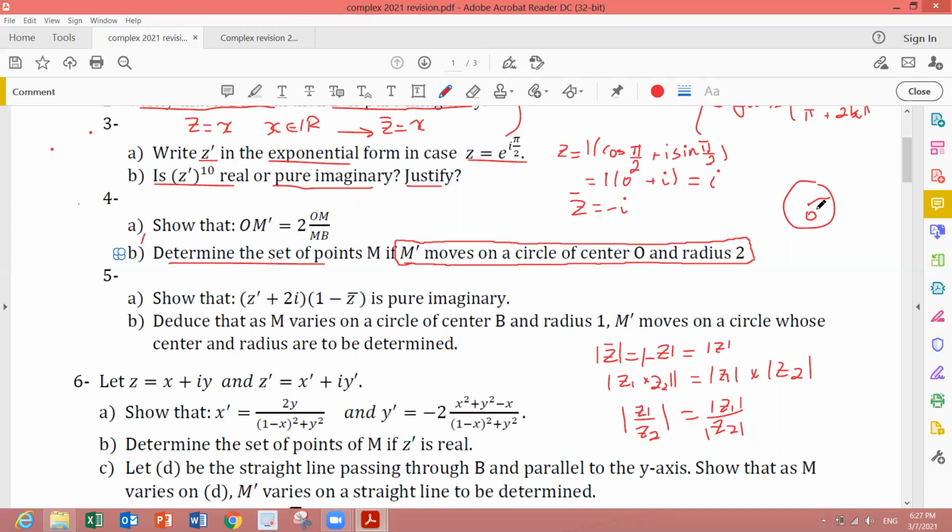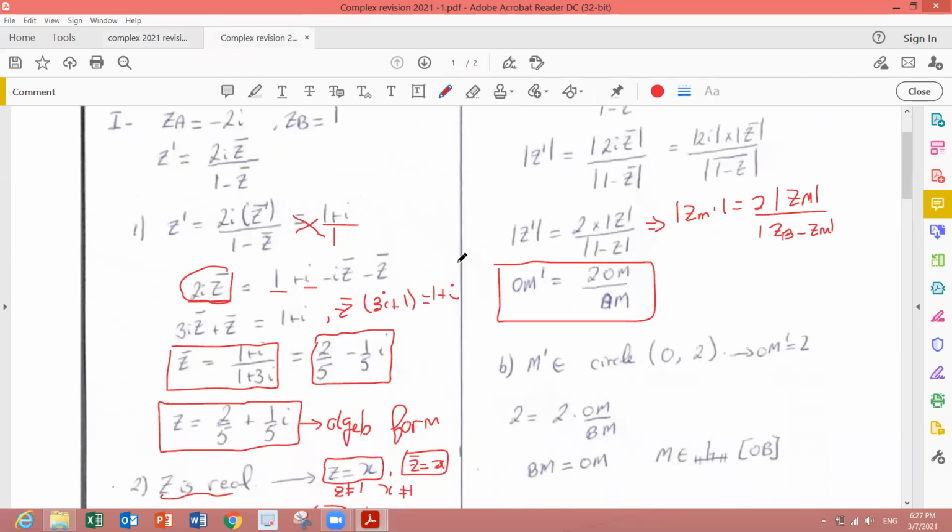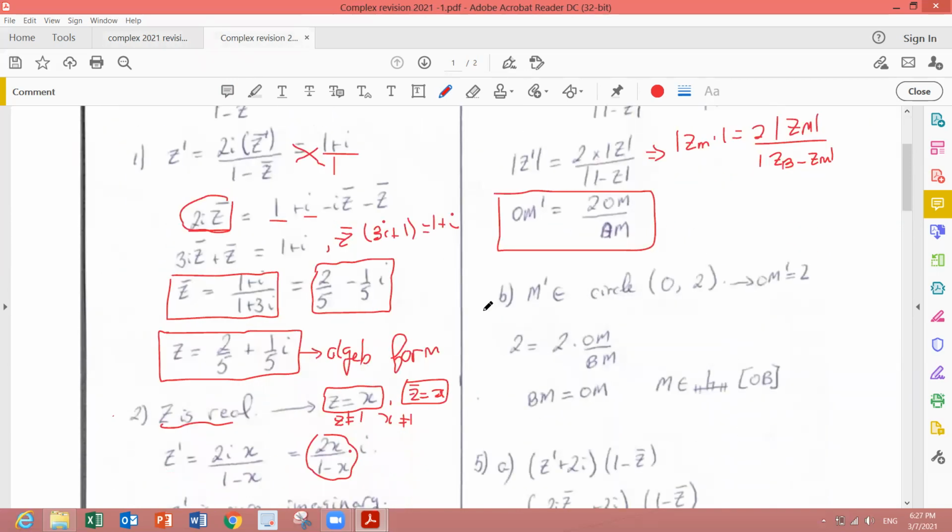So OM prime is the radius, so OM prime equals 2. I put 2 instead of OM prime. So part B: M prime belongs to the circle of center O and radius 2 means OM prime equals 2.